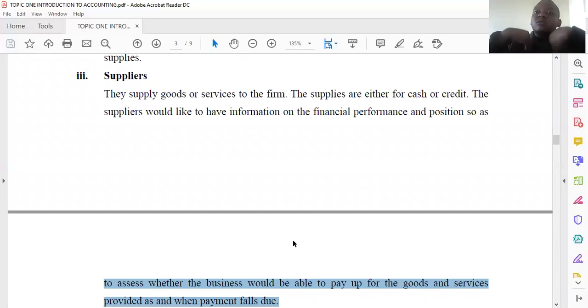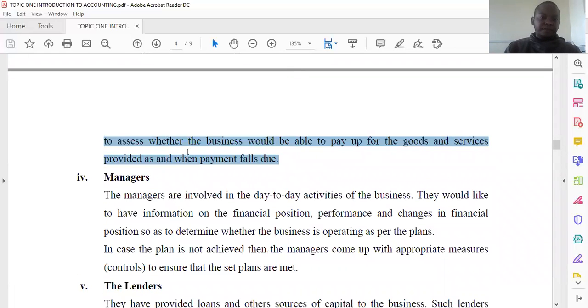So the suppliers supply goods to the business. In some cases, they supply on credit basis. So the suppliers would want to know whether this business will be able to pay for these credit purchases as and when they fall due. So as such, they may be forced to look at the balance sheet, the cash position of the business, the creditors position of the business, the assets of the business, and be able to assess whether this business is in a position to pay for these credits as and when they fall due. So such suppliers are also users of financial statements.